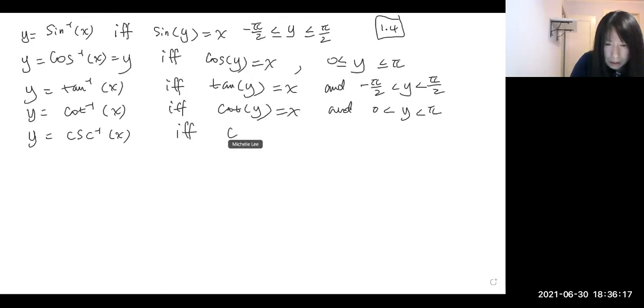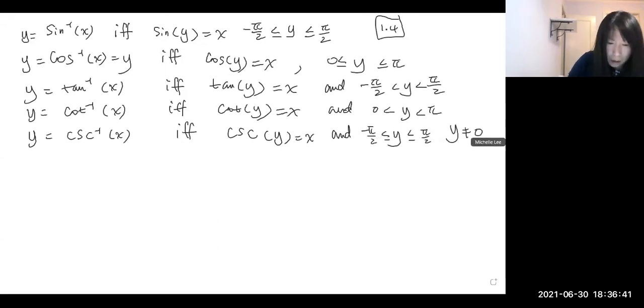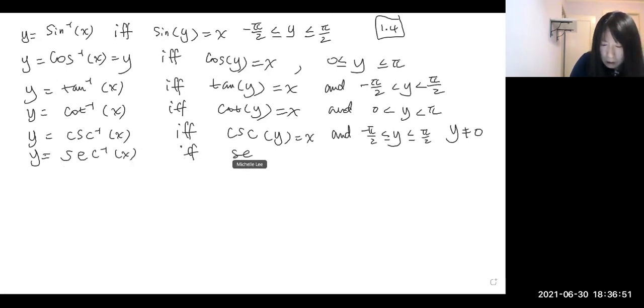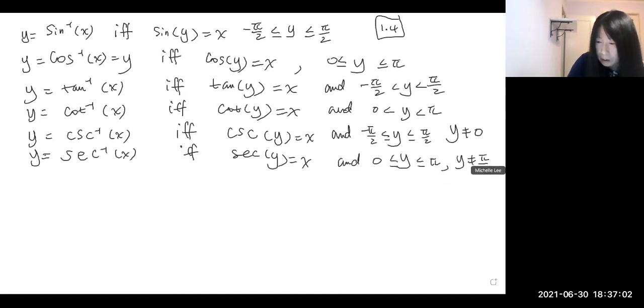Then we have cosecant: y equal to x, and y is between negative pi over 2 and pi over 2. Y cannot be equal to 0. Last one, inverse of secant. Then y is between 0 and pi. Y cannot equal to that. Okay. All right. So let's go over.